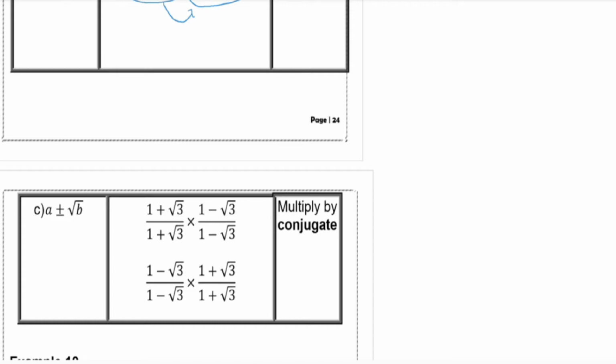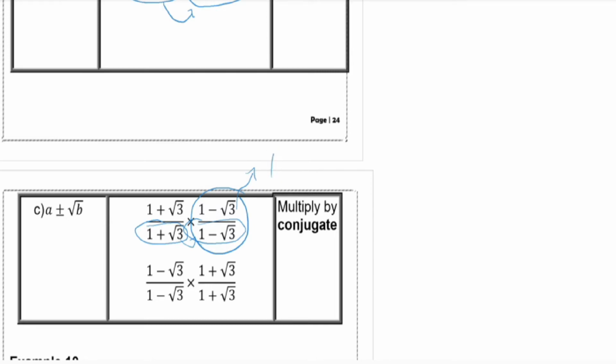So as we can see here, we have (1 + √3) over (1 + √3). Again, the denominator is in two terms, and the conjugate of 1 + √3 is 1 - √3. So we need to multiply (1 + √3) over (1 + √3) with (1 - √3) over (1 - √3). And again, we won't change the value of the fraction because this one, the value equals 1.